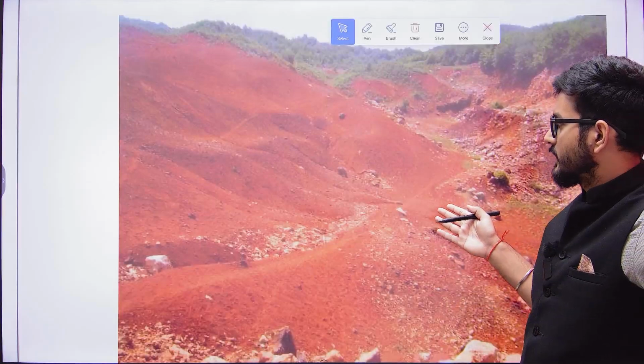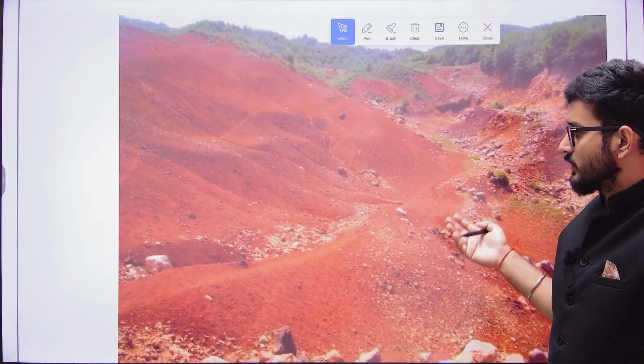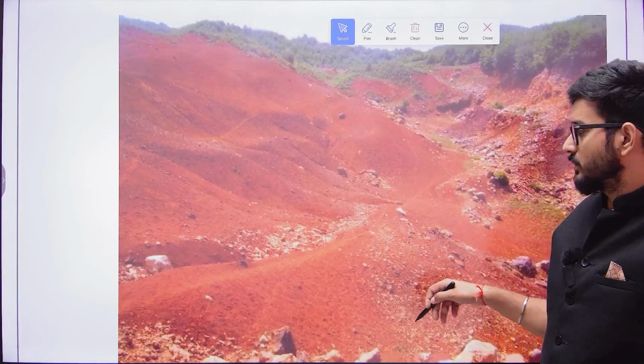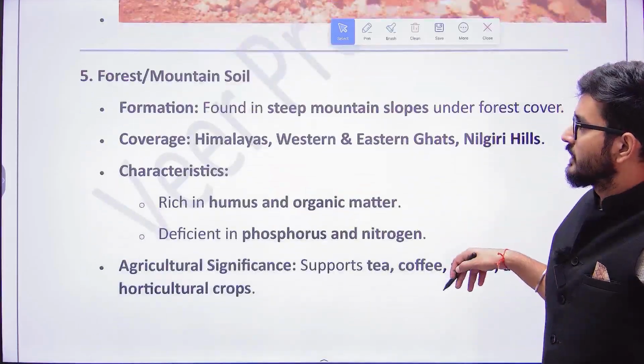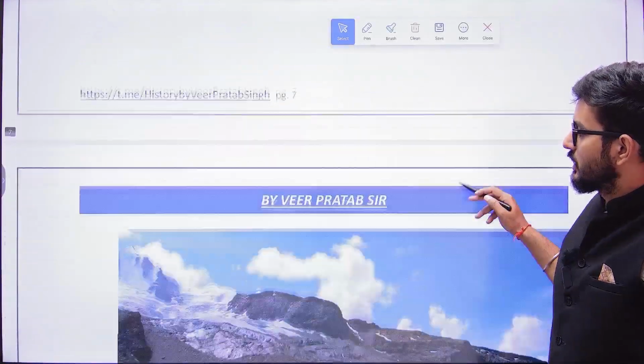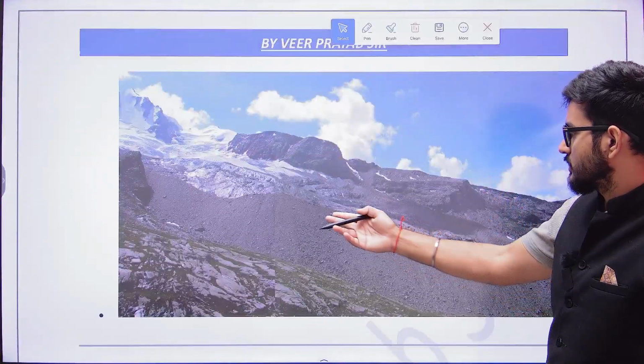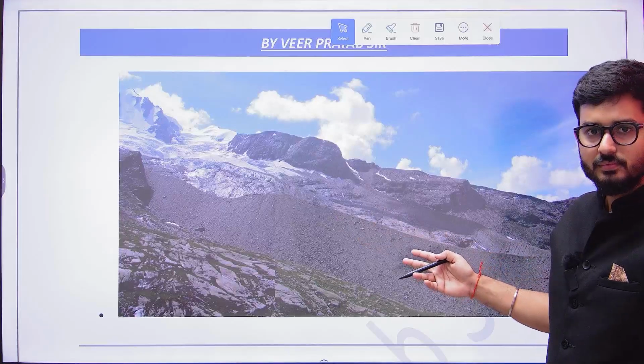Just look at how the laterite soil is. On this soil, can you grow anything? Obviously not, you cannot grow. Okay, so that is one thing. Then there is the mountain soil. Now when we look at mountain soil, just look at this. This is mountain soil.